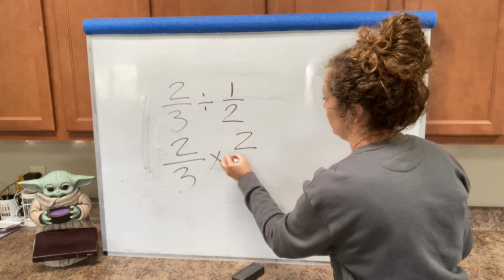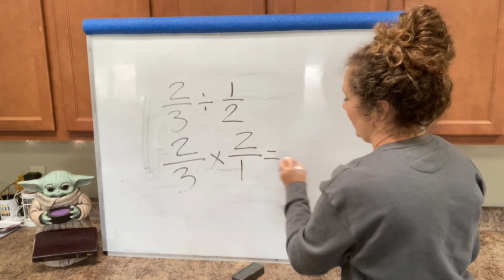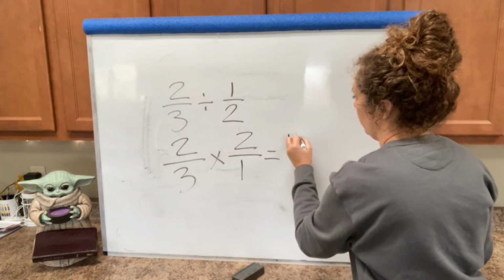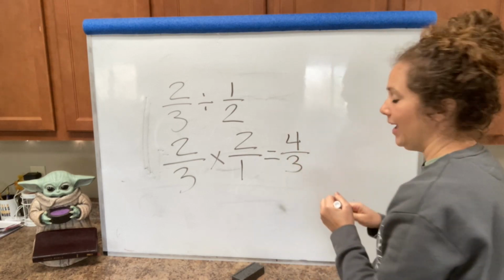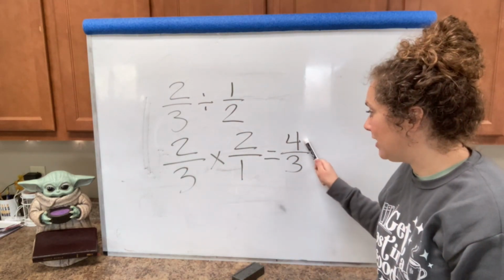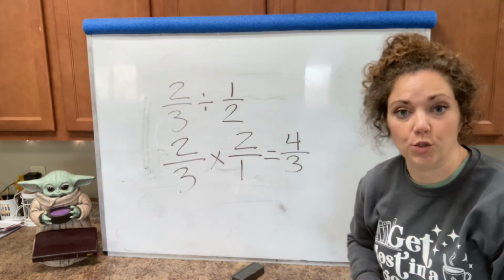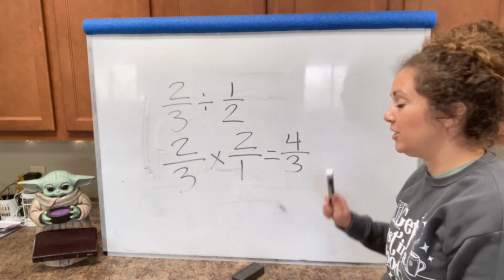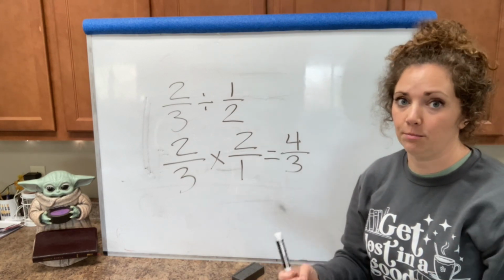And so now I have 2 over 1. And my answer is 4 over 3. However, this is an improper fraction because the bigger number is over the smaller number, and that's just rude. So we have to change this into a mixed number to get it into its simplified form.